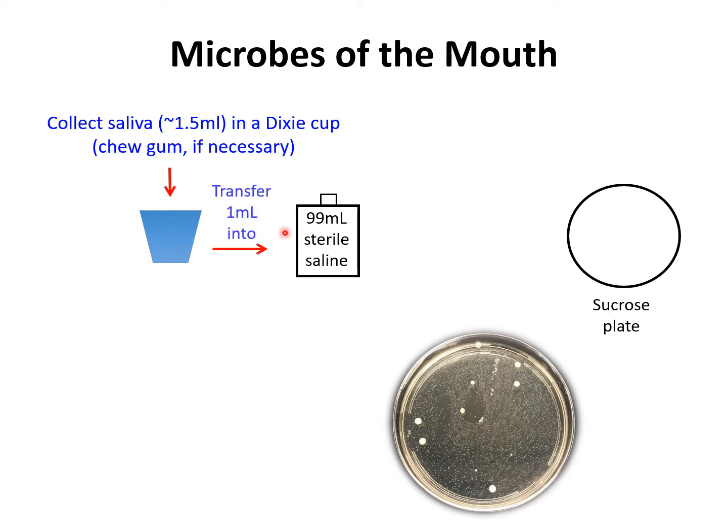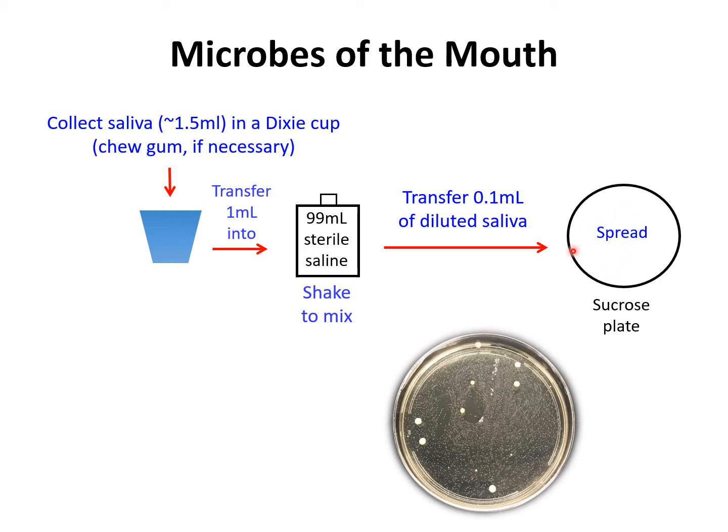And then we dilute it. So we transfer 1 ml of the saliva into a 99 ml sterile saline solution. So that's a 1/100 dilution. And then of course, you have to shake it and mix it. And then we transfer 0.1 mil of that diluted saliva, and you spread it onto a sucrose plate.